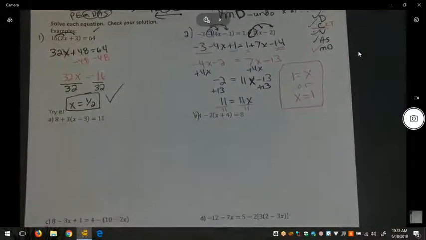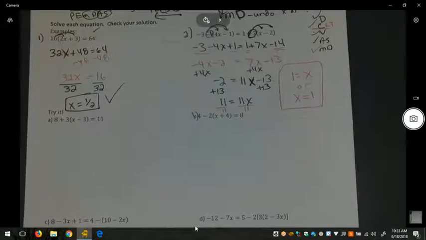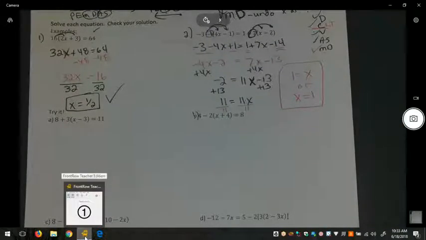Try this for letters A, B, C, and D, and I will post those. You can pause the video while you try those and come back and play it to check your answers.